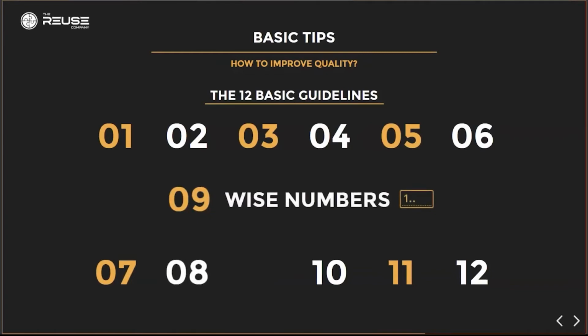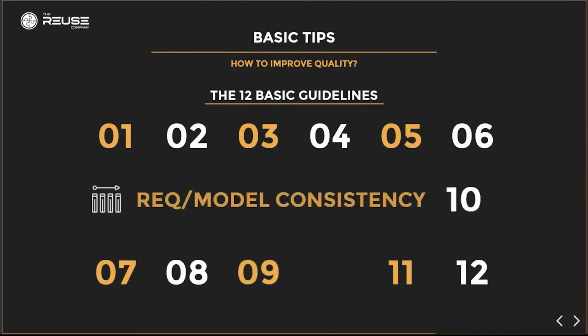Wise numbers. This is very simple. It is being very careful with the numbers that we utilize, measurement units, and conversions, because as you might know and might have seen in the previous examples, sometimes even top companies make mistakes when trying to convert or considering different measurement units.